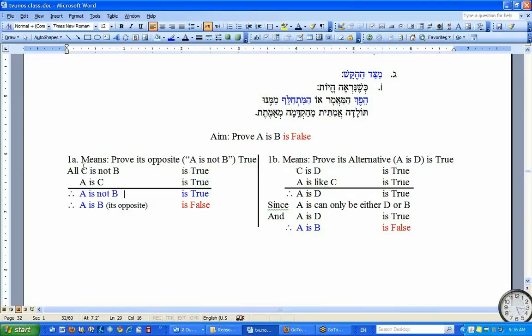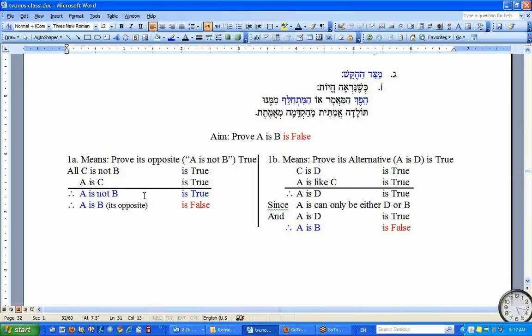So if all C is not B, for instance, and A is a C, so A exists in the C, then A also must not be B. That's a Mutlaq syllogism. The reason why I'm using the negative is because this example is going to be in the negative. So all C is not B again. A is a C, so we know that A, since it's a C, also A is not B. If A is not B, that's the opposite of our statement. So if this statement is true, then the statement A is B is false.